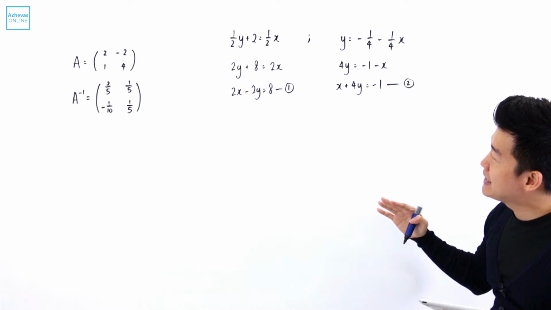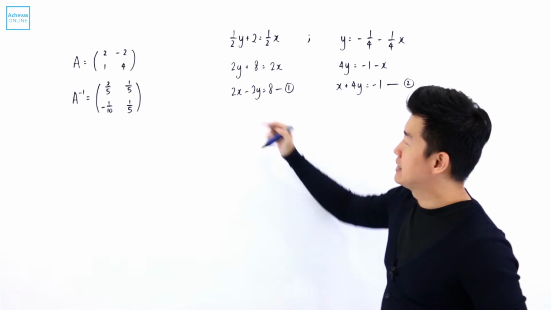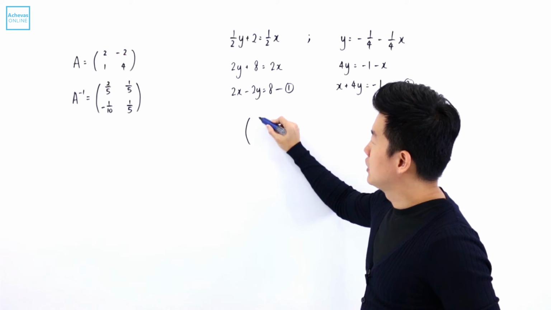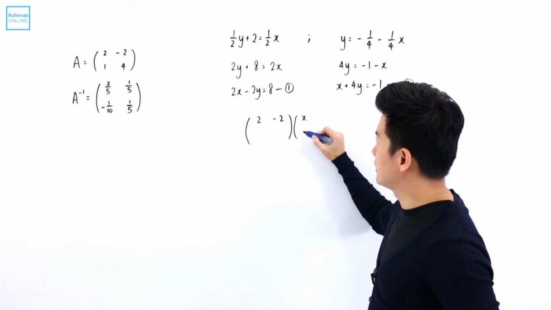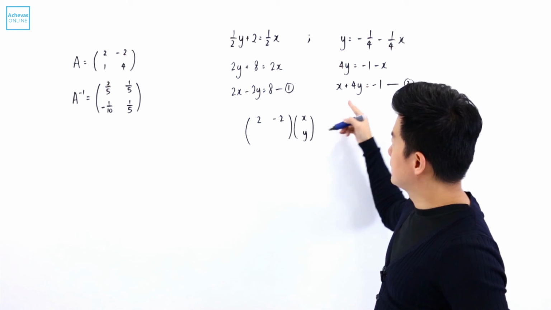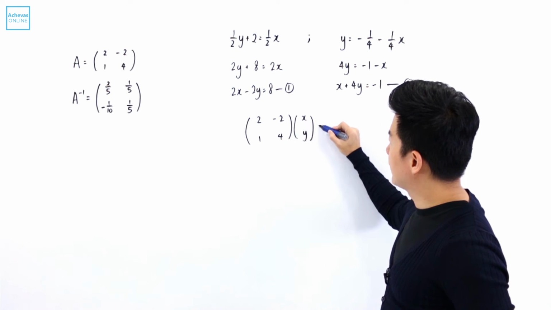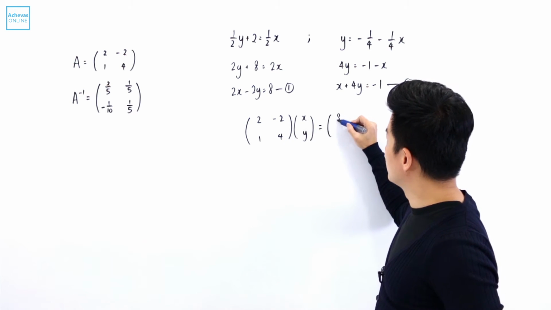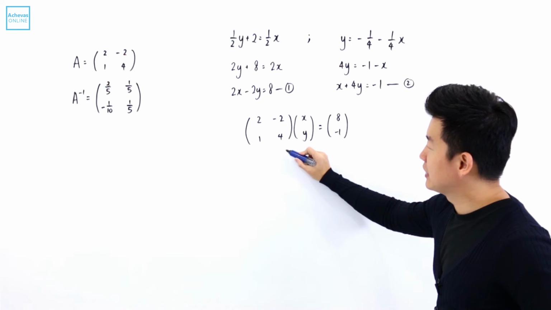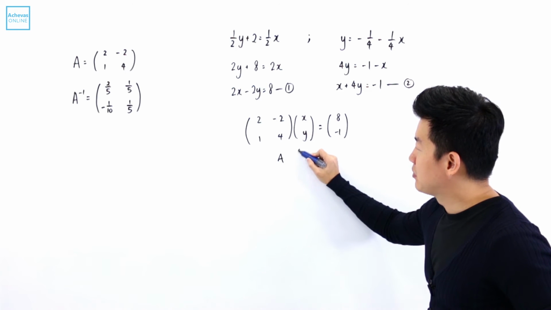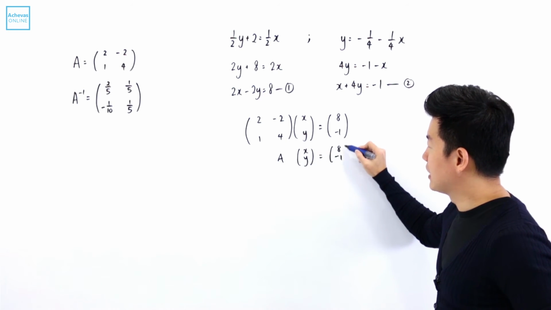If I combine them together and re-express them in terms of matrix, it is the same as 2 and minus 2 multiplied by x, y. And this is the same as 1 and 4 multiplied by x, y. And this is going to be equal to 8 and minus 1. So what I have here so far is something like A multiplied by x, y is going to be equal to 8 and minus 1.